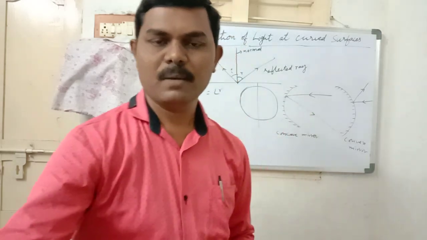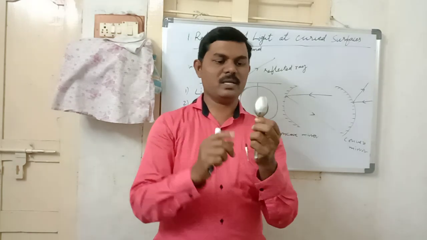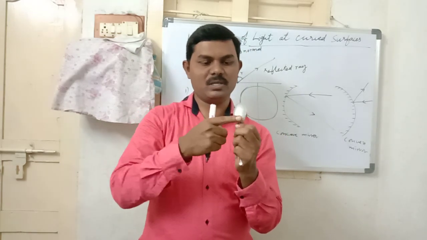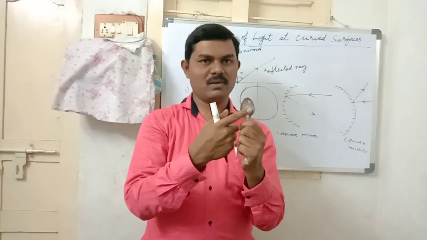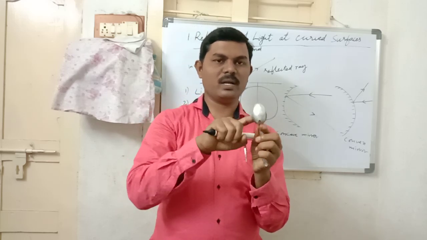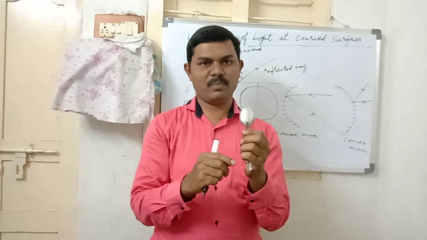Suppose if you see the spoon image, the curved outward part is there. This is called a convex surface, and the inward part is the concave surface. So in these two mirrors, different types of images will be formed.